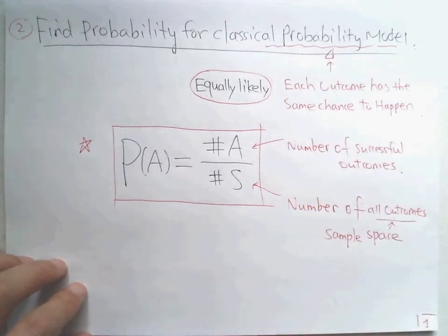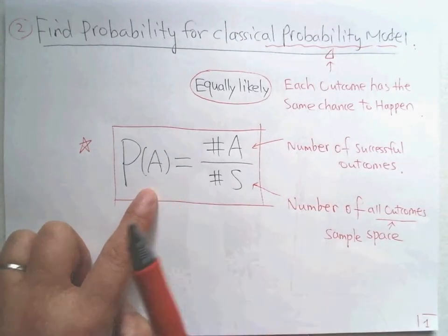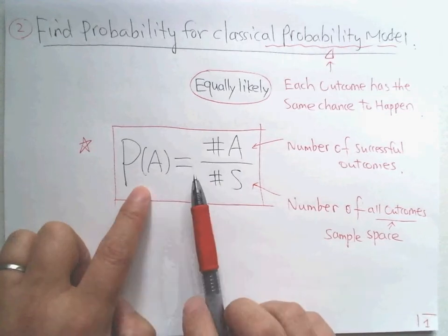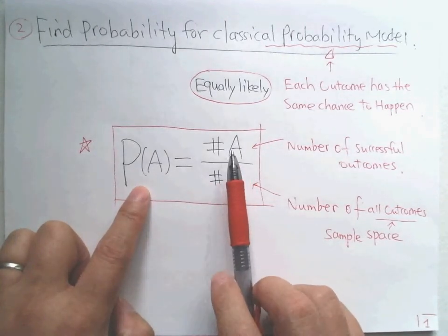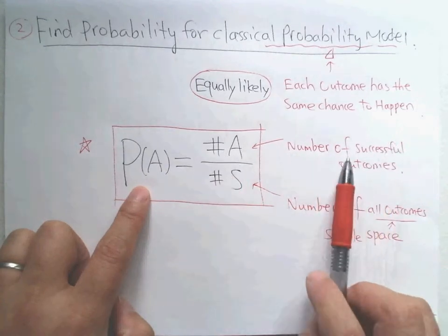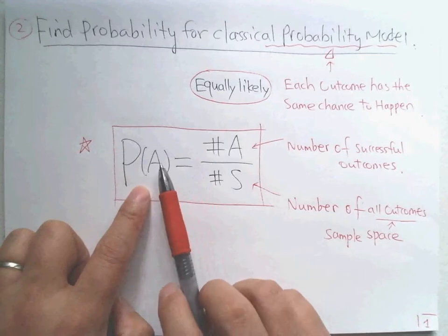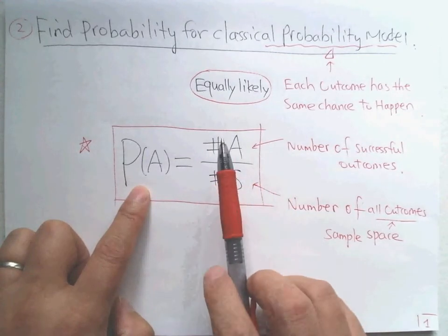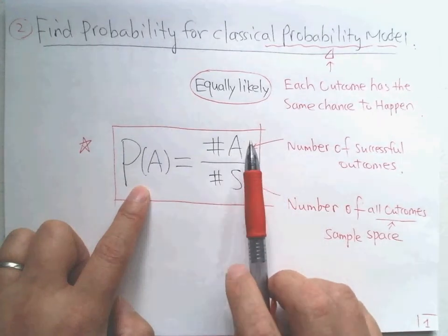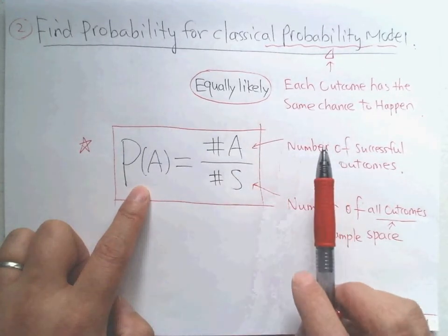So how do we find the probability of an event in a classical probability model? Here is the formula. What does this mean? This is a fraction, and at the top is the number of A, which means the number of successful outcomes. We want A to happen, so if A happens, it is called successful. We put all the outcomes, count one by one: how many are inside the event A? We call it the success number, or simply the successful number.